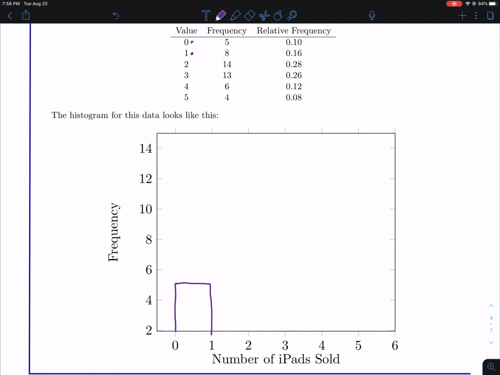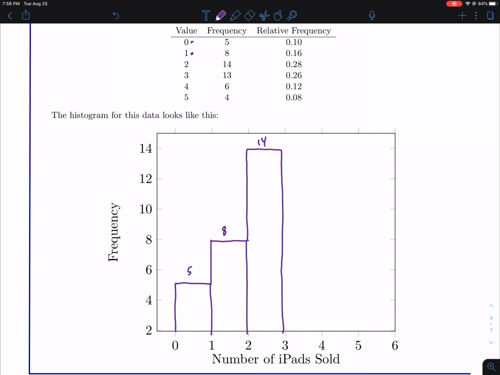Here, we typically don't put the number on top. If you can, it's fine, it's not wrong or anything like that, but a lot of times you won't see a number on top of a histogram, though it's fine to do it if you want to. Now for 1, we do the same thing. We start where this one left off, go up to 8, go over, and again drop down right on 2. So there's our 8. Then 2 goes out to 14, so again we start here, go up to 14, go over to 3, and drop down.